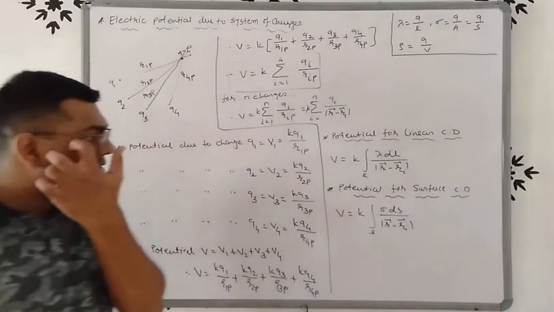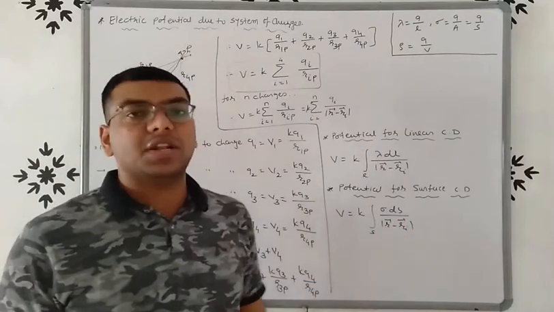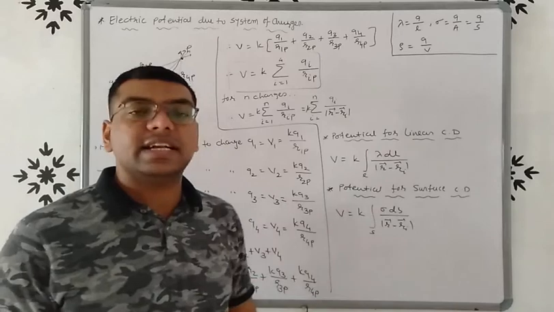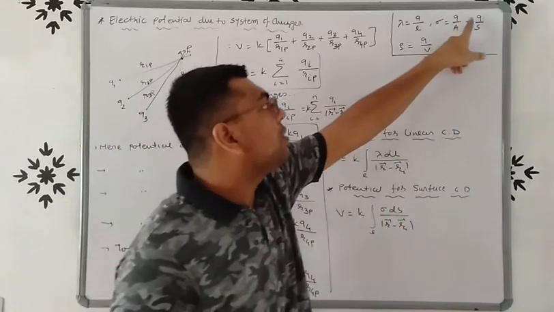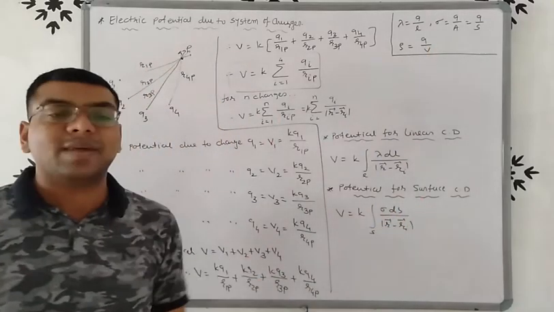So for surface distribution, the equation of potential is V is equal to k, and we have to take the surface integral. Instead of dq, from this formula dq is equal to sigma into ds upon r minus r'.